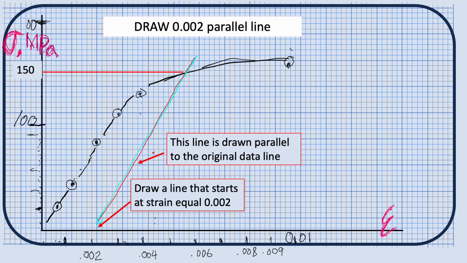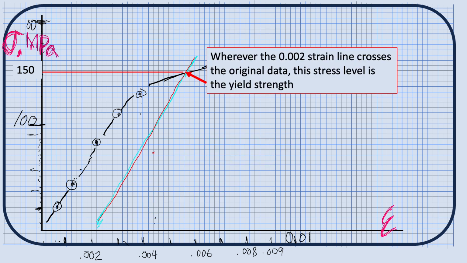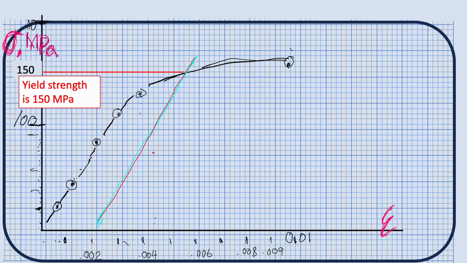For yield strength, you start a line at the value 0.002 strain, right there, and you draw that line that's parallel to the data line and watch for where it crosses your actual data, right up here. So starting at a value of 0.002 strain, drawing this parallel line. So here's the yield strength. I'm sorry, I would take that 226 as the ultimate tensile strength.